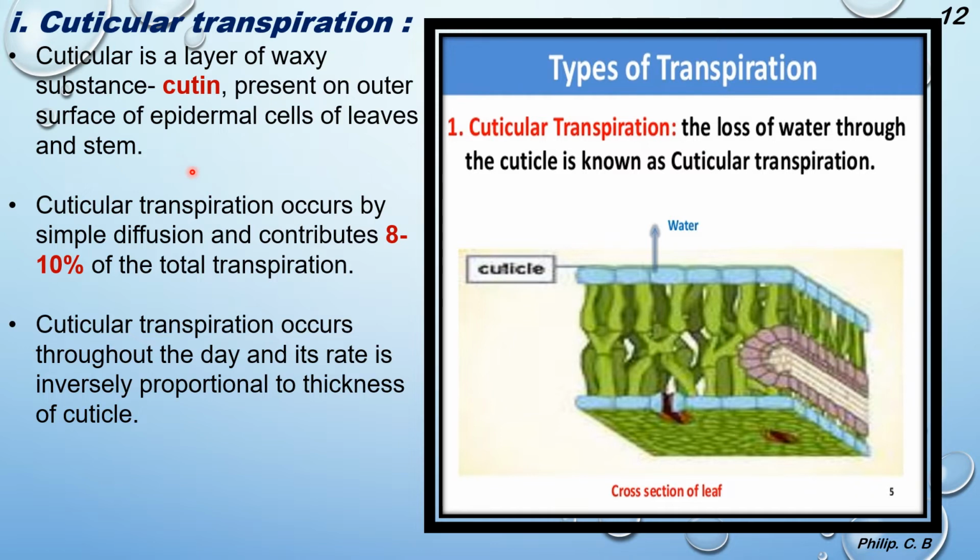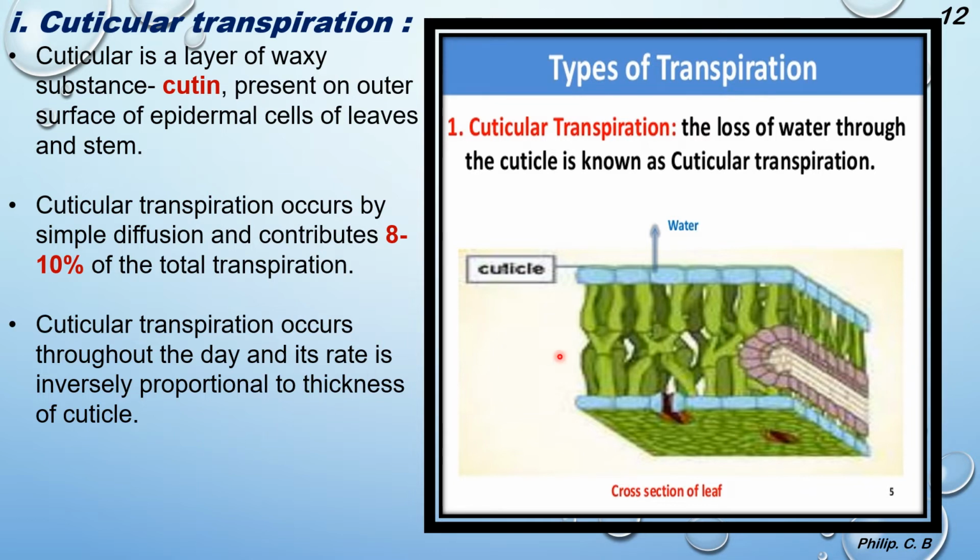But if you see the further point, cuticular transpiration occurs by simple diffusion and contributes only 8 to 10% of the total transpiration. Unlike as we read, the 95% or 99% is evaporated, so only 8 to 10% by cuticle. Cuticular transpiration occurs throughout the day and its rate is inversely proportional to the thickness of the cuticle. That means, in simple words, if the cuticle thickness is more, water transport will be less. If the cuticular thickness is lesser, transpiration will be slightly more.